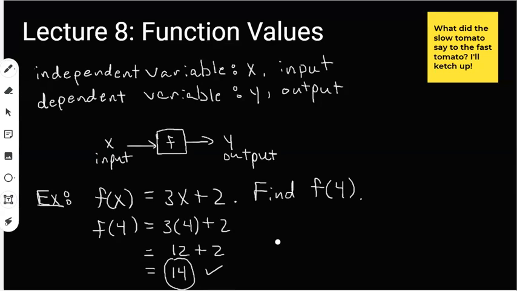So that's all function values are going to be. You're going to have an input, which is the x value, the independent variable, and it's going to spit out the y value, the output, the dependent variable. So we're going to be putting in a number, and you're going to be getting out a number. Let's look at the next one.